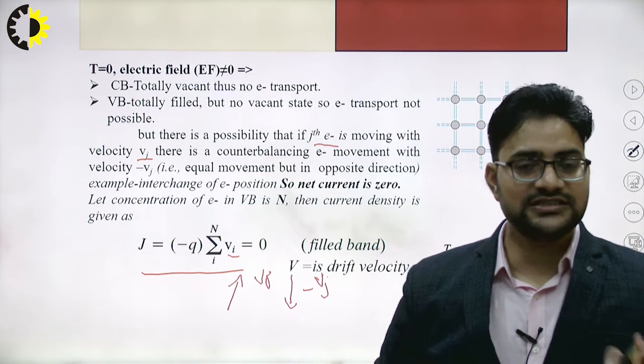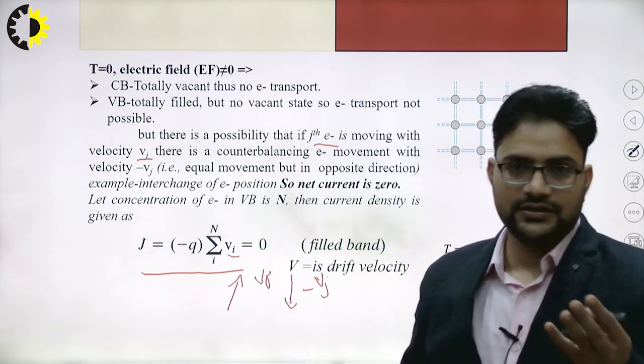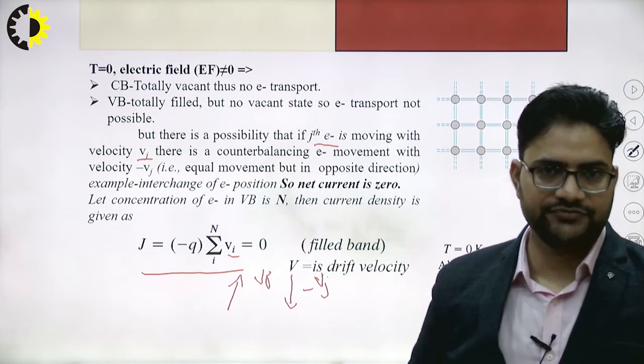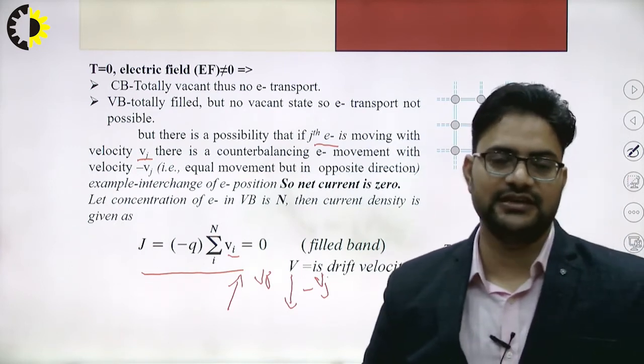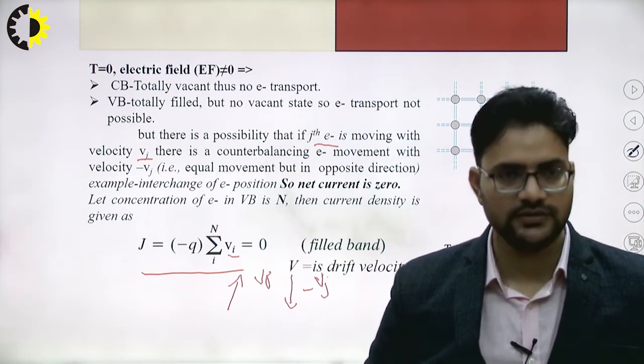So this results in making the postulate that the valence band is completely filled and the conduction band is completely empty, right?